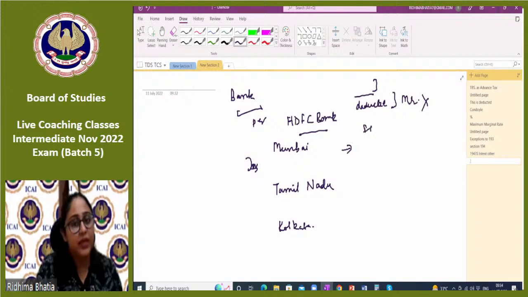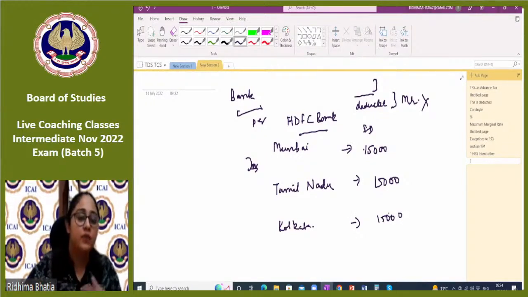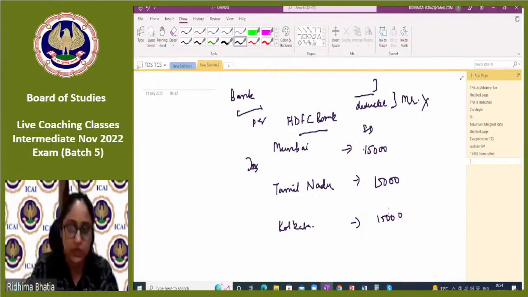You have an FD in Mumbai, an FD in Tamil Nadu, an FD in Kolkata, and on every FD the interest coming is 15,000. Will the TDS be deducted? You are with HDFC Bank, but with separate branches. Will the TDS be deducted? Yes. The answer is yes.